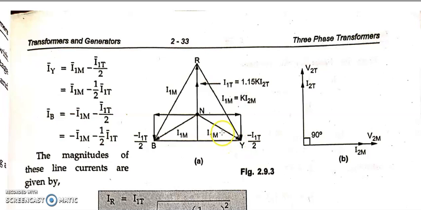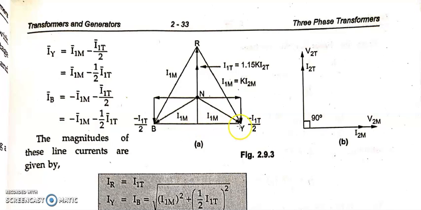And coming to this IY, we know that IY is equal to what? It is the summation of I1M minus half I1T. Yes or not? It is minus I1T by 2. That you can remember like this. So this is IY. So this is the resultant of two vectors here. This vector is minus I1T by 2 and this vector is I1M. So I1M minus I1T by 2 will result in IY. Anyhow, this length is also the same and this length is also the same. You can write I1M here also. You can write I1M here also.